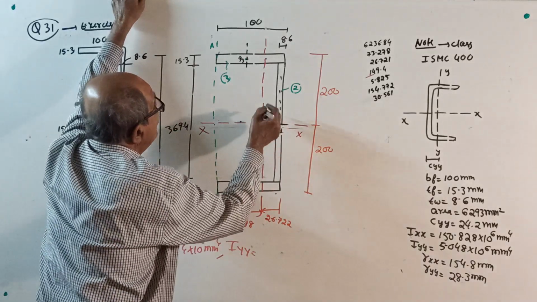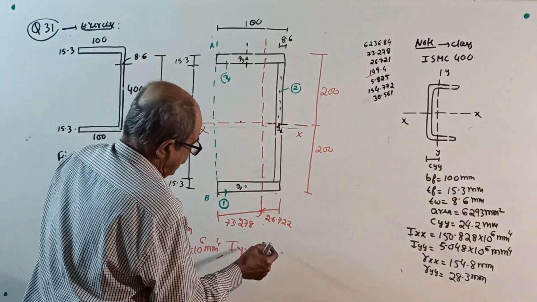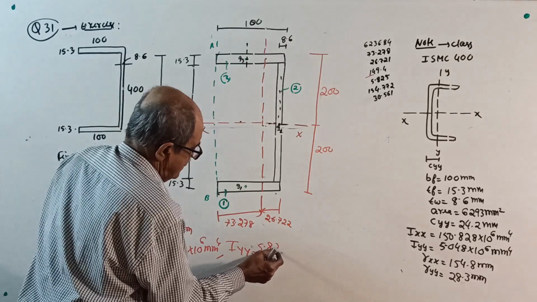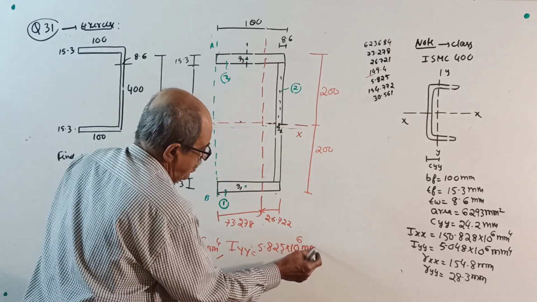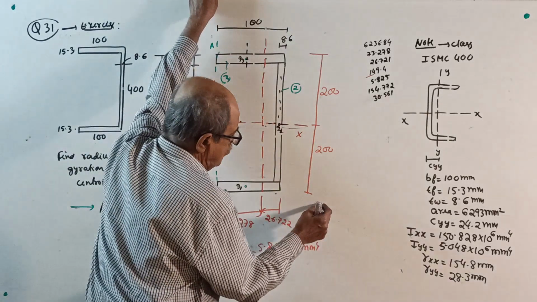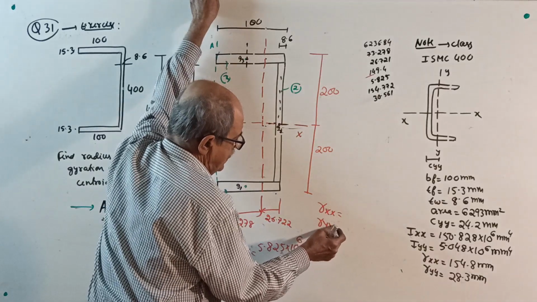26.722 minus half of 8.6, whole square. It will come 5.825 × 10^6 millimeter to the power 4. Then calculate R about xx and R about yy.